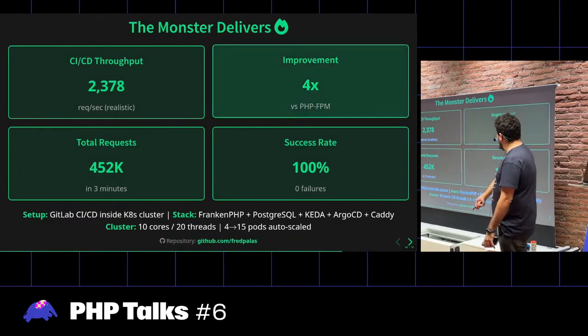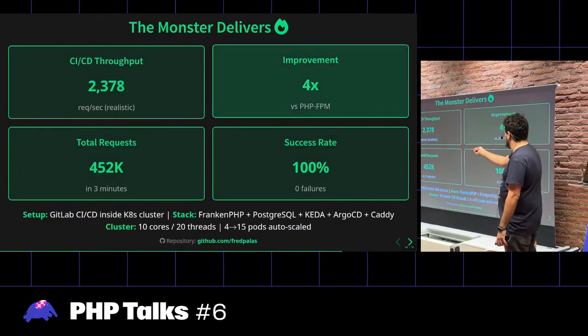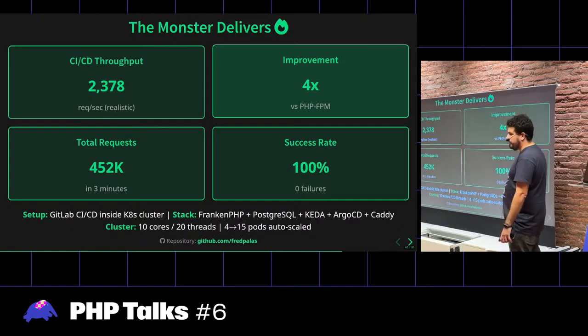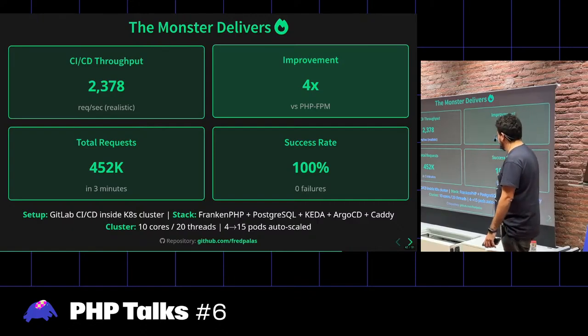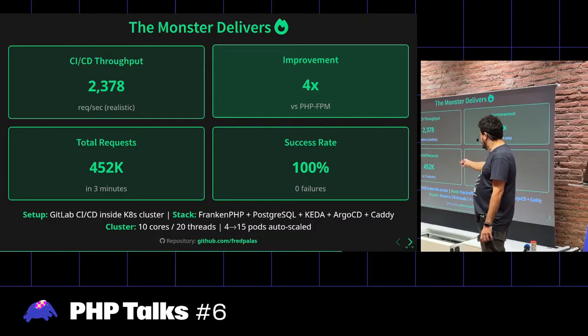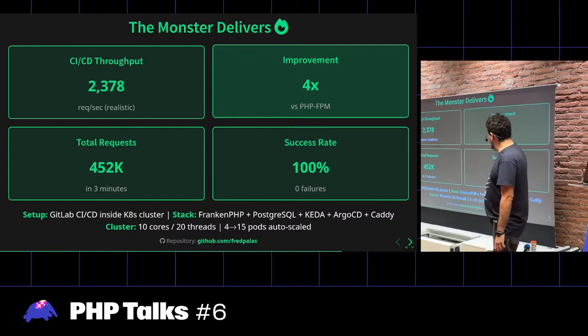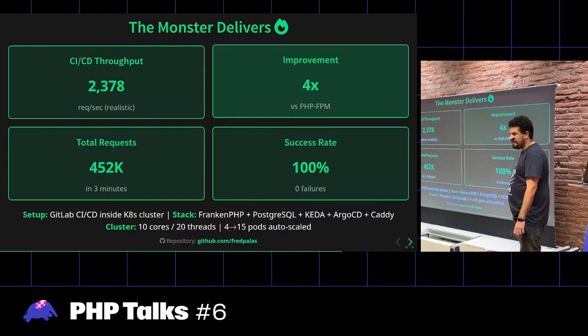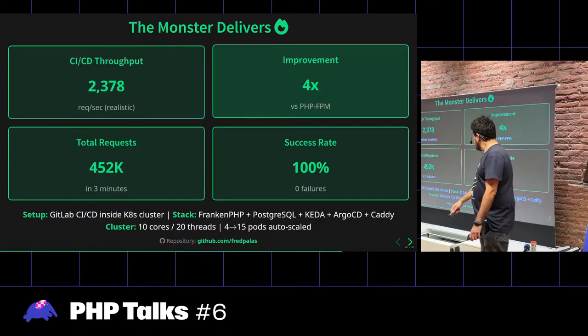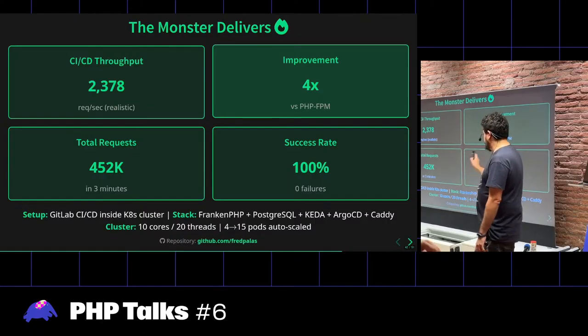So those are the numbers: 2,378. We multiplied by 4 the performance of PHP-FPM. We have 452K requests and 100% success. I think this is the most valuable metric. I didn't get a timeout in a stress scenario. That is really impressive. What I did to set this up is GitLab CI/CD.